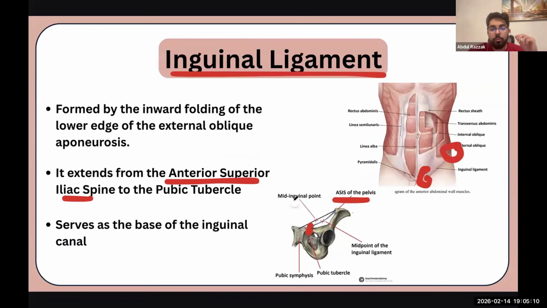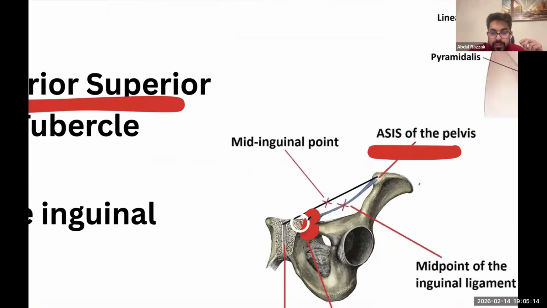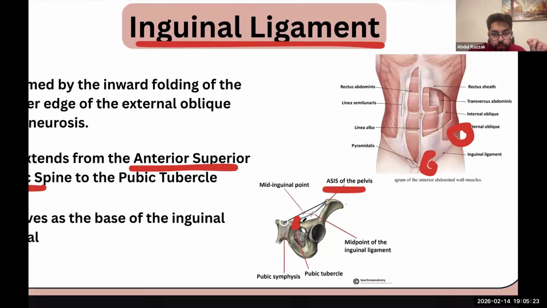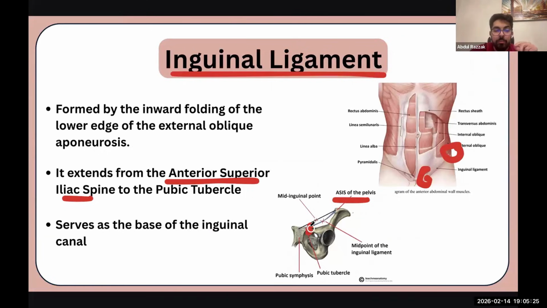This is a very common confusing concept in the exam. They're going to give you A, B, C, D. Where does the inguinal ligament attach? Most students go for the pubic symphysis in the middle, which is totally wrong. You should go for the one on the side a little bit. That's the pubic tubercle.